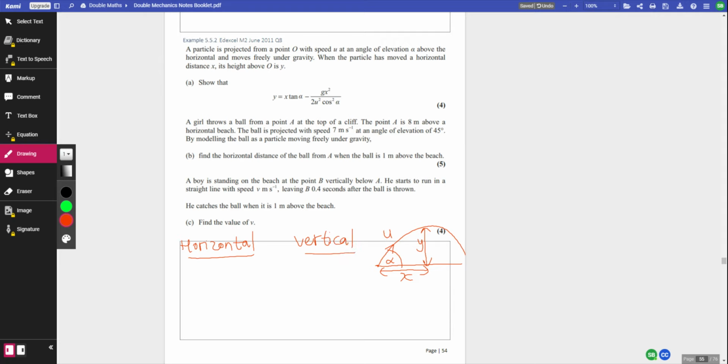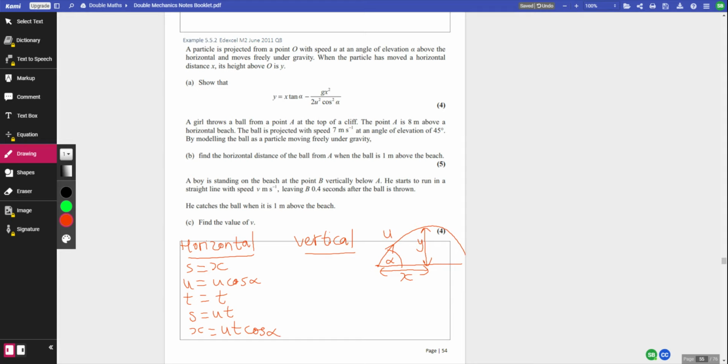So horizontally, we know that after some general time t seconds, this particle has moved a horizontal distance x. And its initial velocity, horizontally anyway, is u cos alpha. And this happens at some general time t. Because there is no acceleration horizontally, we can form an equation that says s equals ut. This is just part of the suvat equation s equals ut plus a half at squared. So x equals ut cos alpha.